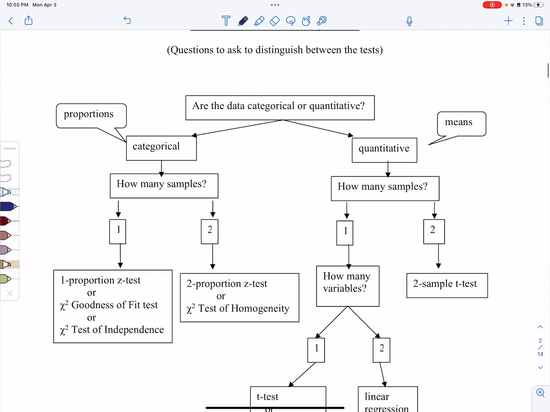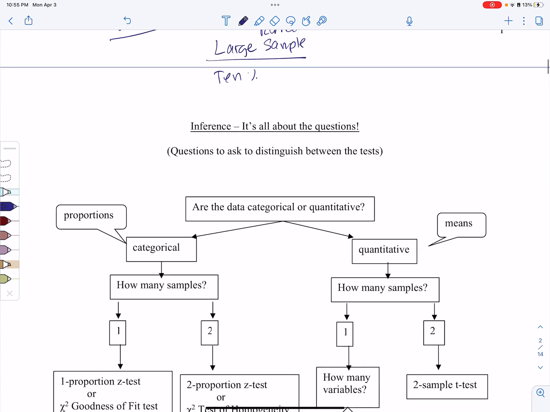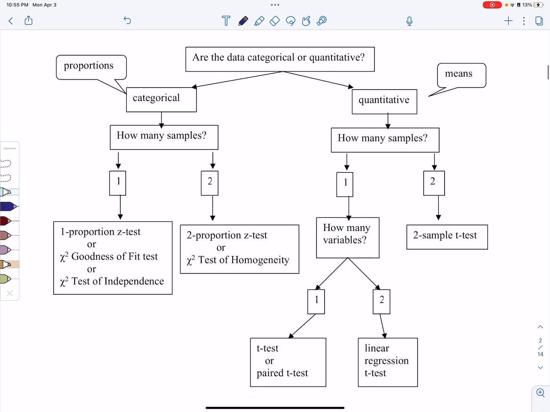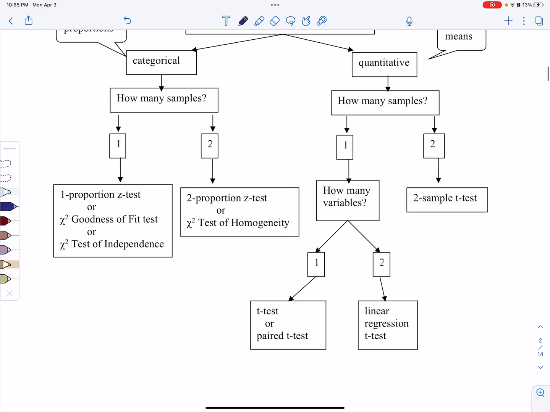Okay, so here we go. Here's a little way to kind of do it. I kind of talked you through it. So for this one, are the data categorical or quantitative? Categorical means proportions. Quantitative means means. How many samples do you have? One sample would bring you to the potential aspect of a 1 prop z-test, a chi-squared goodness of fit test, and a chi-squared test of independence. Let me separate these here.